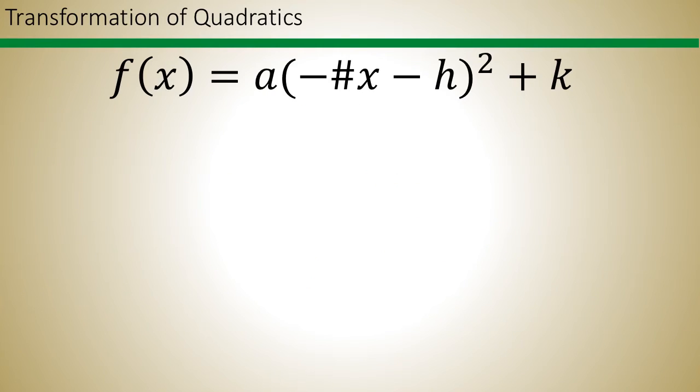Here are a couple more transformations that we might see. If I see a negative on the inside of the parentheses like this right here, that negative is always going to cause a reflection over the y-axis. Then if we see a number here that is multiplying, multiplying is always going to cause either a stretch or a shrink. So this will be a horizontal stretch or shrink.